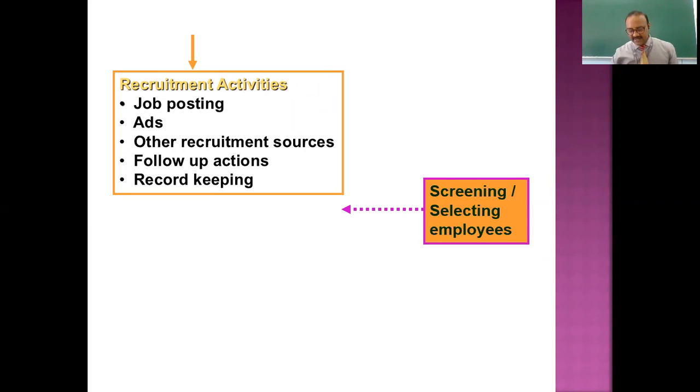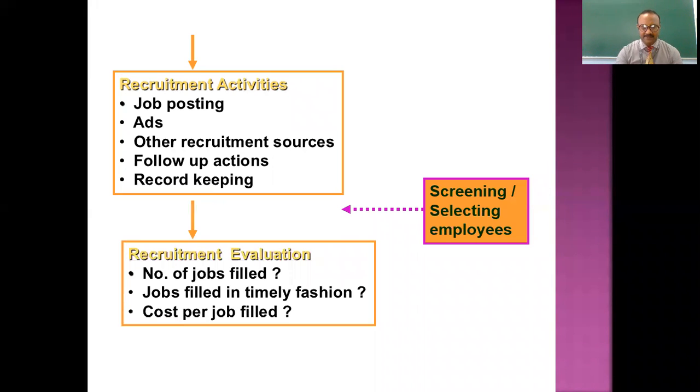And then we have screening and selecting employees, which is the selection process. Once all the recruitment activities are over, and we have all the CVs lined up in front of us, we take that up and send those CVs to the selection committee or selection panel, and the selection panel will put these candidates through several rounds, and then they will decide. And then once selection is over is where we do the evaluation.